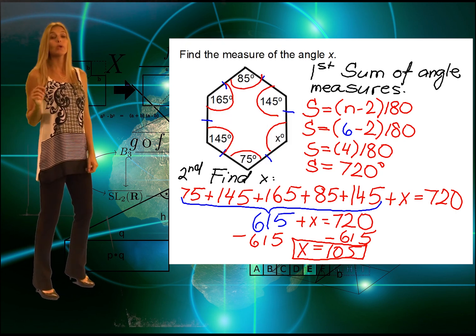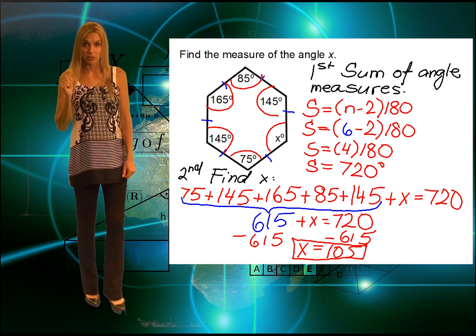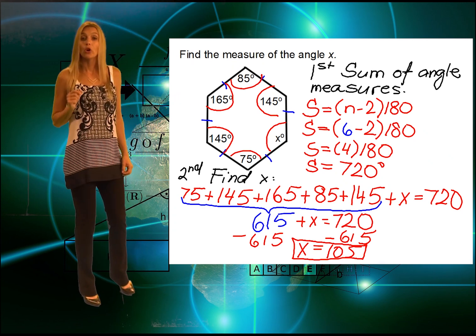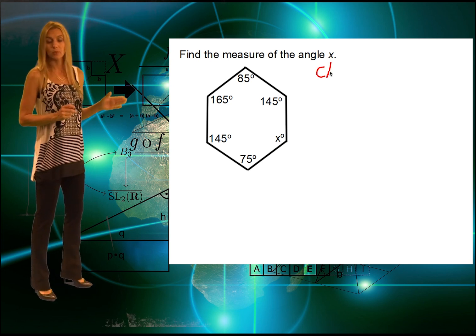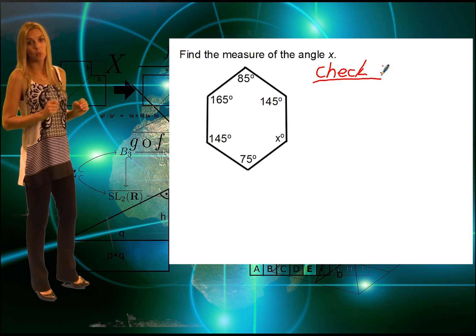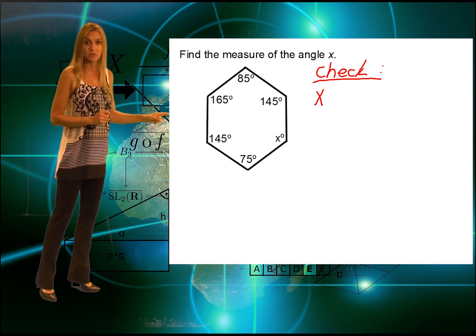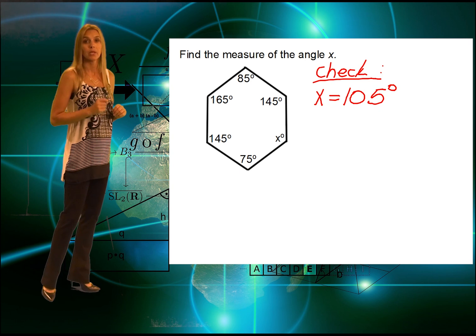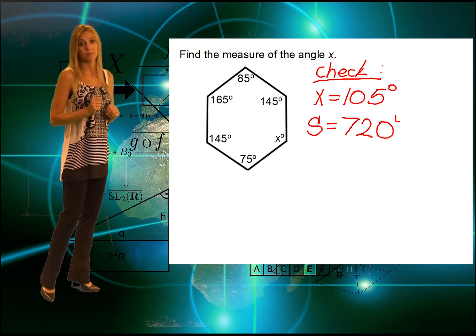Well, we always want to make sure that we are correct, and the only way to find out is to do a little check, right? To do our little check, I know that if I add all these angles up, I should get 720 degrees. We also figured out that our x is equal to 105 degrees. So I'm going to add all these angles up and make sure that indeed my sum is equal to 720.